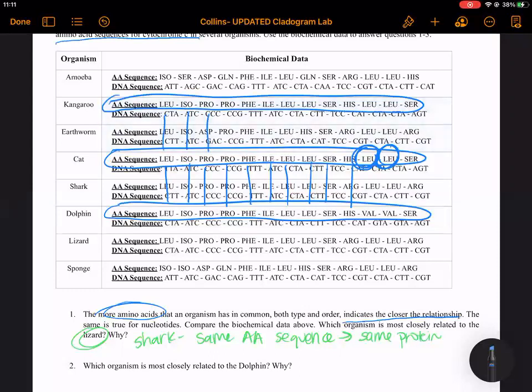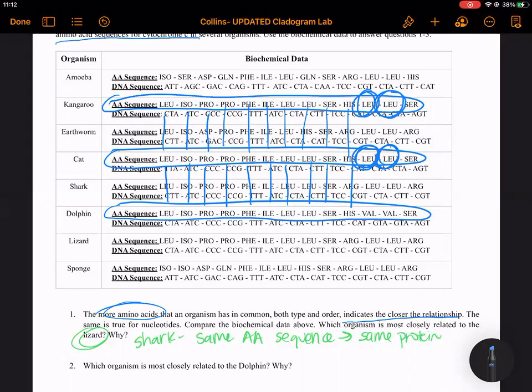So we've got Leu, Iso, Pro, Phe, Ile, Leu, Ser, His, Val. Oh, wait. I see they also have two differences though. So guys, if we see that there are two differences in each of these amino acid sequences, what should we have done next? We should then look at what? Oh, Mosahid says then we should look at the DNA.